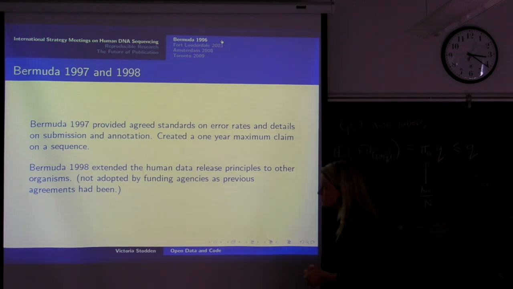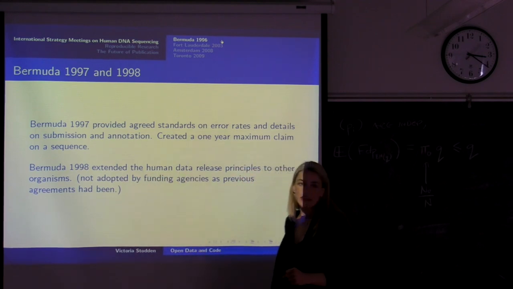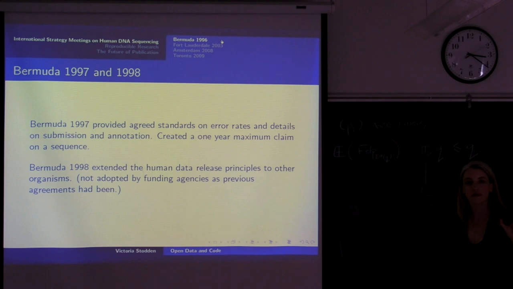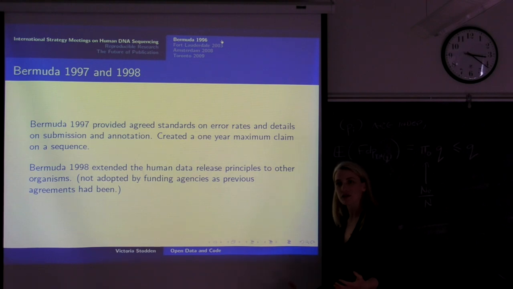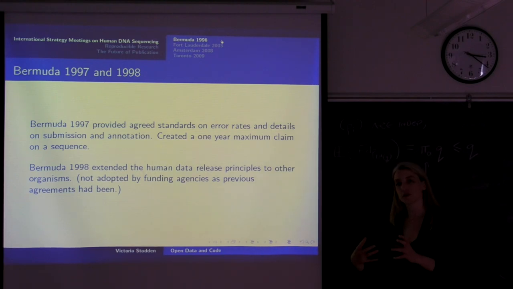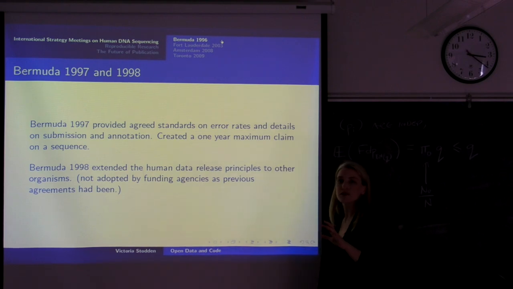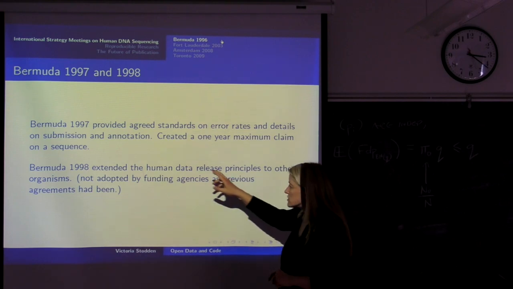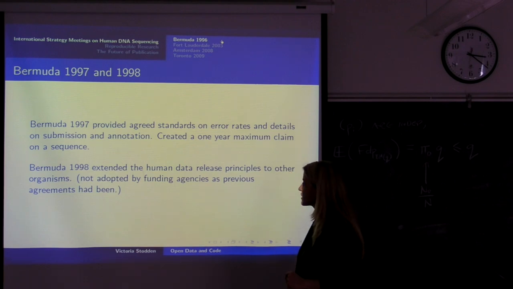and then they would be able to use it in their research. Okay, came back in 1998, and they said, well, yeah, we had that word human in there, right? This was about human data. Wasn't really a need for that. We can extend this to other groups. Or maybe there was a need because other groups were still orienting themselves to these ideas, because, of course, other groups didn't have that same pressure of the vector sequencing of the human genome. So now in 1998, extending the human data release principles to other organisms.